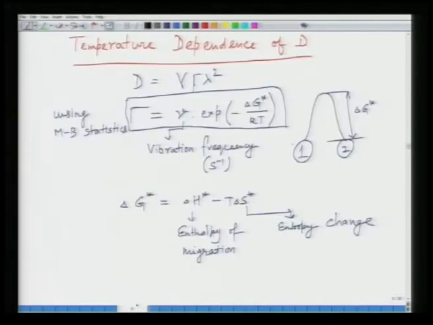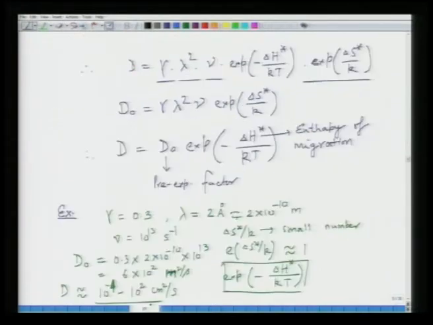From this we went on to look into what is tau, and tau can be related using Maxwell-Boltzmann statistics to exponential minus delta G star by kT, where delta G star is an energy barrier which has to be overcome when an atom moves from one equilibrium state to another equilibrium state. As a result we get the temperature dependence of diffusivity.